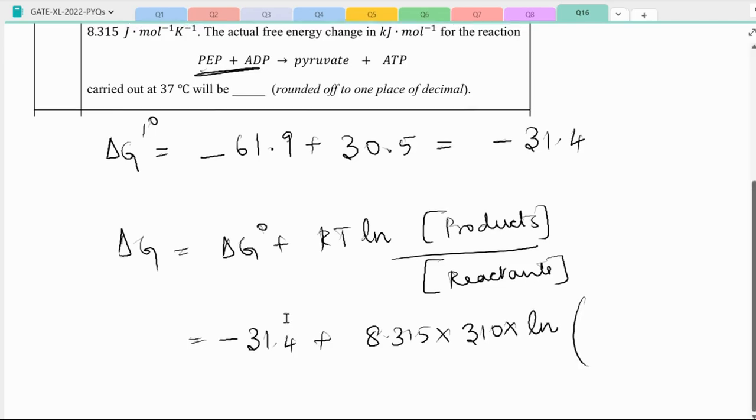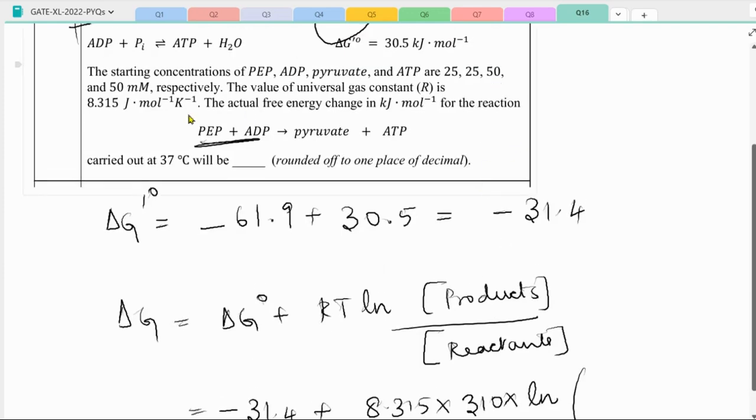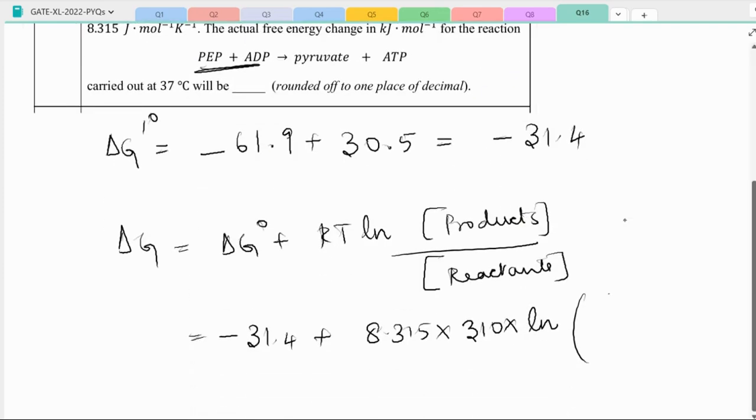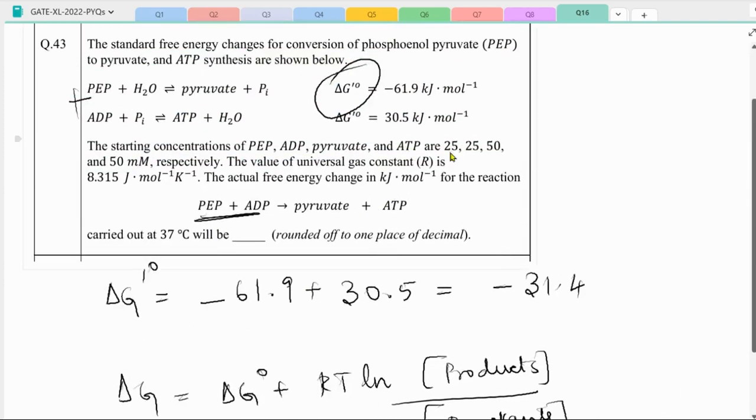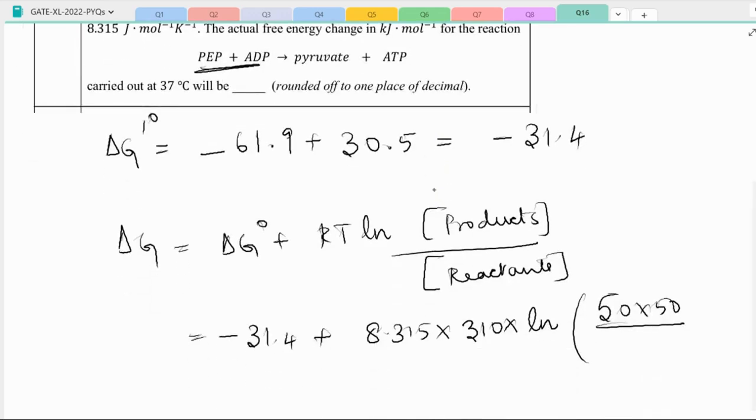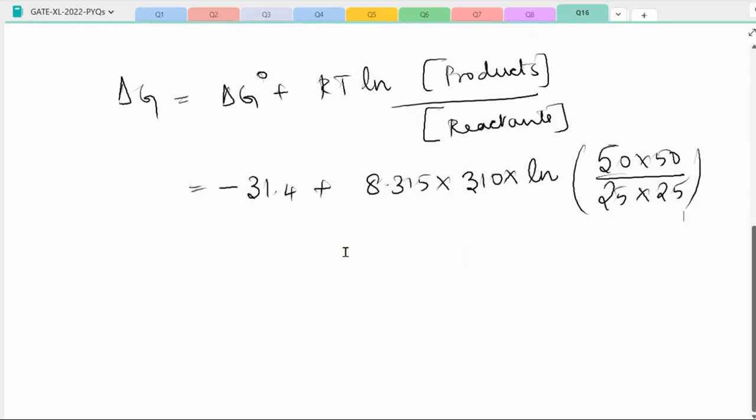The products are pyruvate and ATP and they have a concentration of 50 and 50 millimolar respectively. So you multiply 50 into 50 divided by, since everything is in millimolar, I'm not including 10 power minus 3 because that's going to get cancelled. The reactants, PEP and ADP, have a value of 25 and 25, so that comes to divided by 25 into 25. Ultimately, you will get minus 31.4 plus 8.315 into 310 into ln 4.